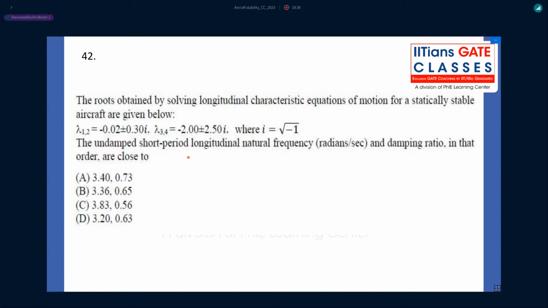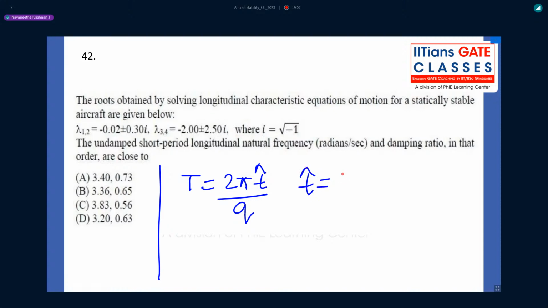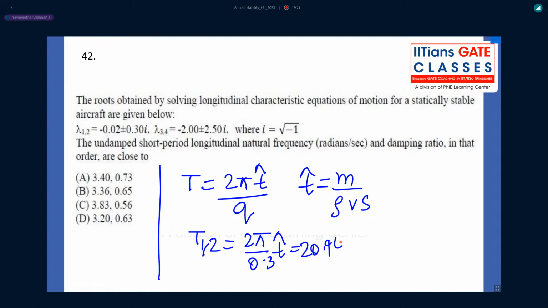So first, one of the eigenvalues corresponds to phugoid motion, the other eigenvalue corresponds to short period oscillation. Now, the time period for that oscillation is 2π T cap by Q, where T cap is the airplane relative mass by rho V S, and Q is the imaginary part of the solution. So for 1,2, the time period is nothing but 2π by 0.3 into T cap, which is 20.943 T cap.